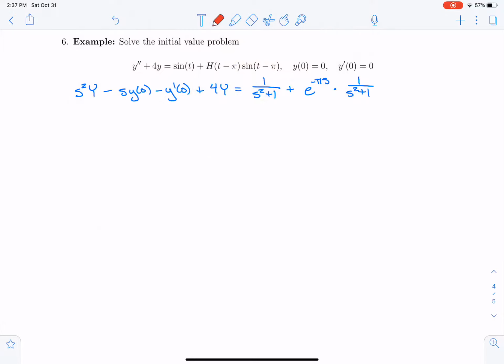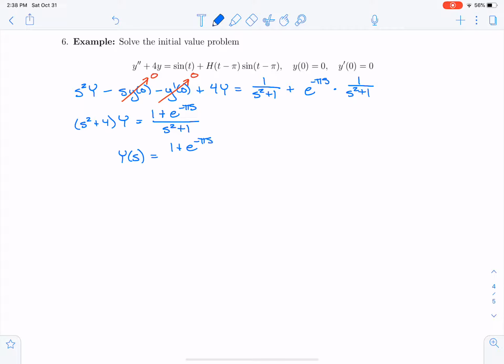Let's go ahead and plug in our initial conditions. y of 0 is going to be 0. y prime of 0 is going to be 0. So essentially, this system starts at rest, at 0. So we have that s squared plus 4 times Y is going to equal 1 plus e to the minus pi s, all over s squared plus 1. We can solve for Y so that Y of s is actually 1 plus e to the minus pi s over s squared plus 1 times s squared plus 4.